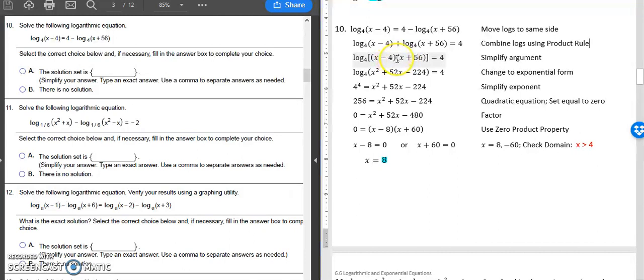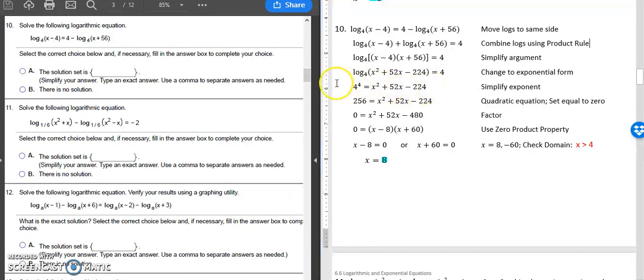So now we have another expression that we need to use the distributive property to FOIL out. So we'll end up with x squared plus 52x minus 224. And the log of that will be equal to 4. So then we change it to exponential form. Now we have 4 raised to the 4th power equals x squared plus 52x minus 224.